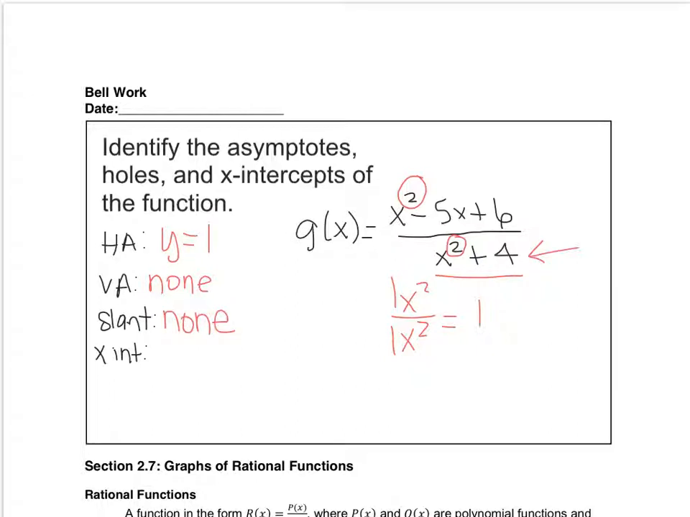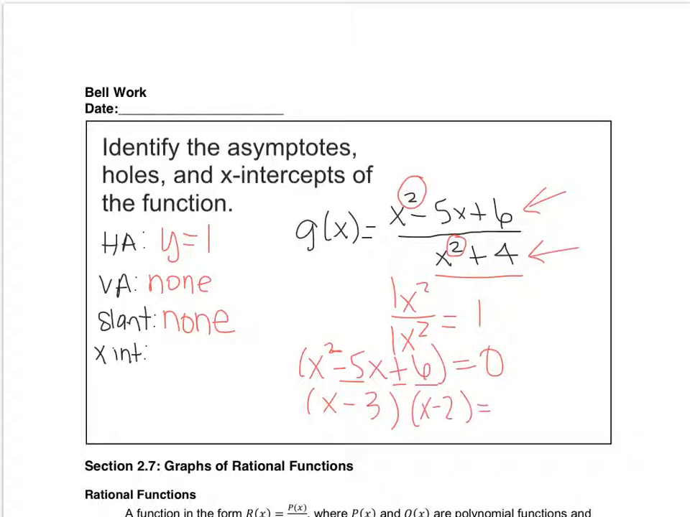And then the x-intercepts are determined by factoring the top and setting it equal to 0. So if I take x squared minus 5x plus 6 and set it equal to 0 and solve, what are the factors of 6 that add to negative 5? And that is going to be x minus 3 and x minus 2. So I have two x-intercepts at x equals 3 and x equals 2. And so there is the answer to that problem.